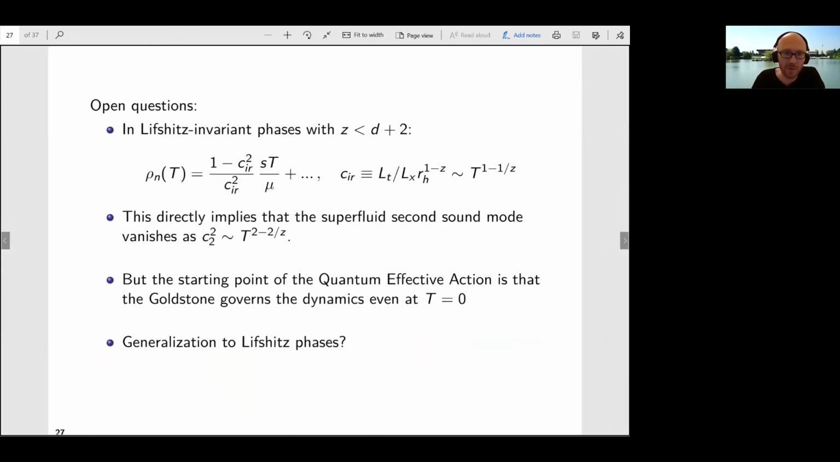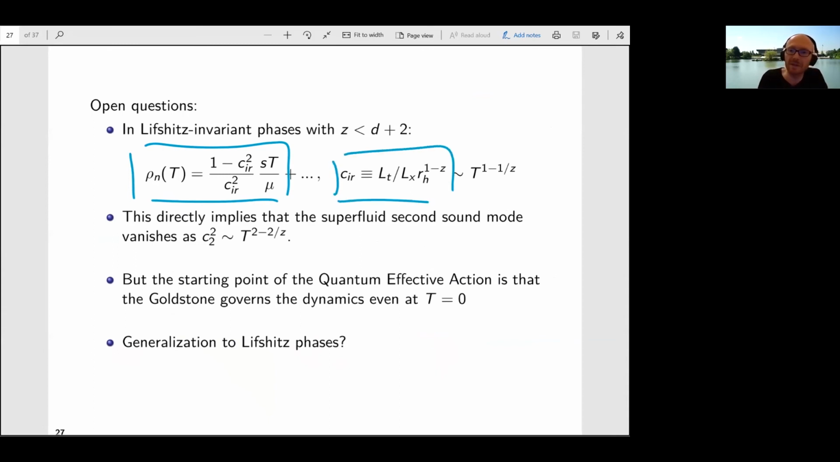I'll leave you with some open questions. So we've shown this expression still holds for Lifshitz invariant phases with z less than d plus 2. And that there's some IR speed of light, and this depends on temperature in this way. So this is now a temperature dependent light cone velocity. This directly implies that the superfluid second sound mode vanishes at 0 temperature in this way.